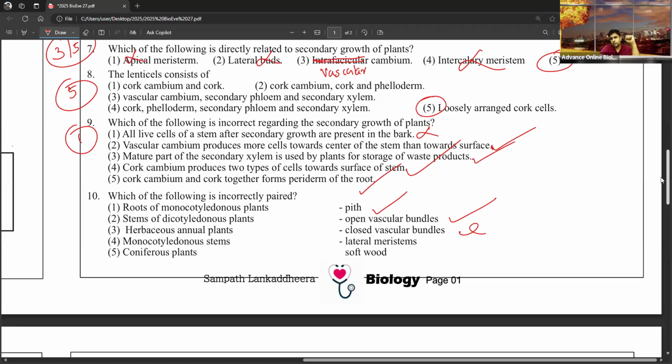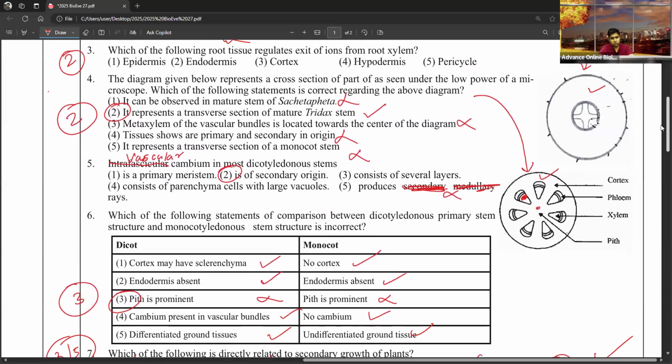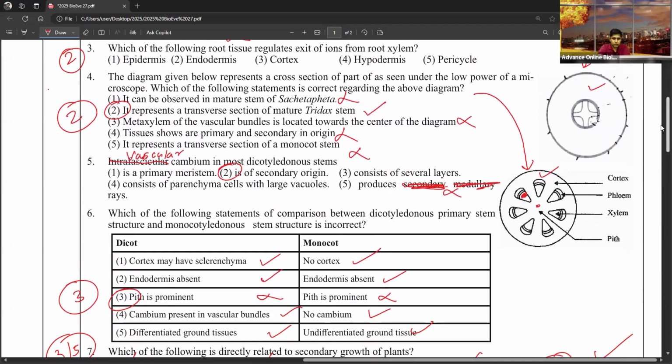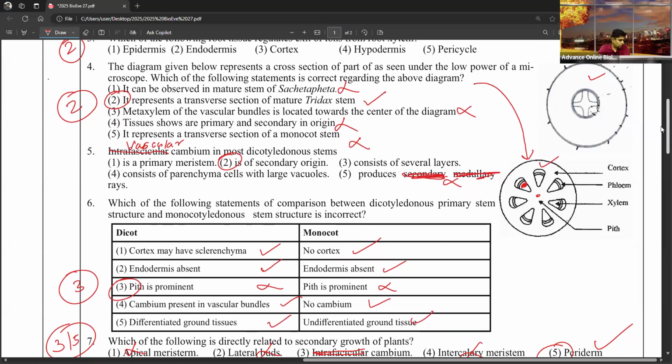All right. Fourth and fifth question. Fourth I took second. Fifth I have taken after a correction.